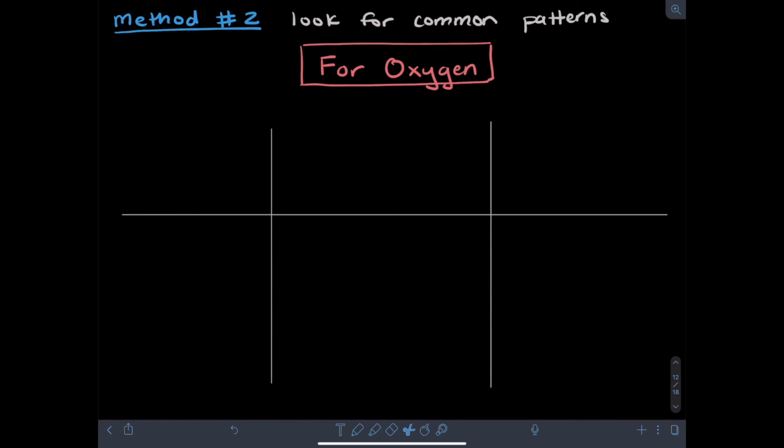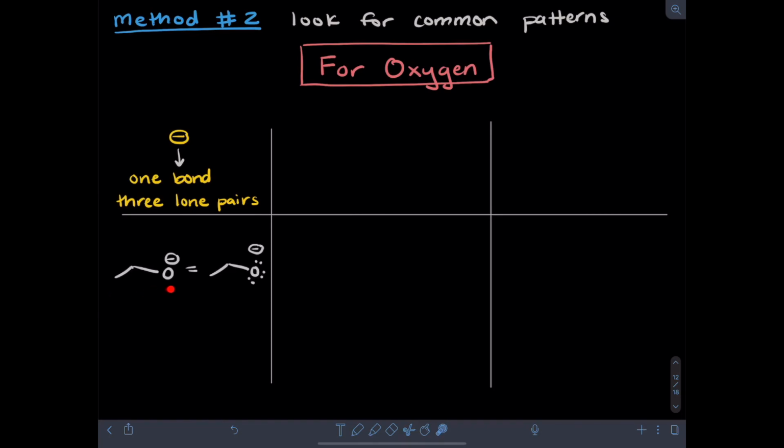A second method, which is faster once you practice it, is to just look for common patterns. And the patterns I'm about to show you on this page are specific to oxygen. The pattern is that if you have a negatively charged oxygen, it'll always have 1 bond and 3 lone pairs. So, for example, if you were given the following skeletal structure, where you have an oxygen attached to a carbon and another carbon, that oxygen has 1 bond, and then there are 3 lone pairs implied. In the skeletal structure, again, you don't always have to draw these.